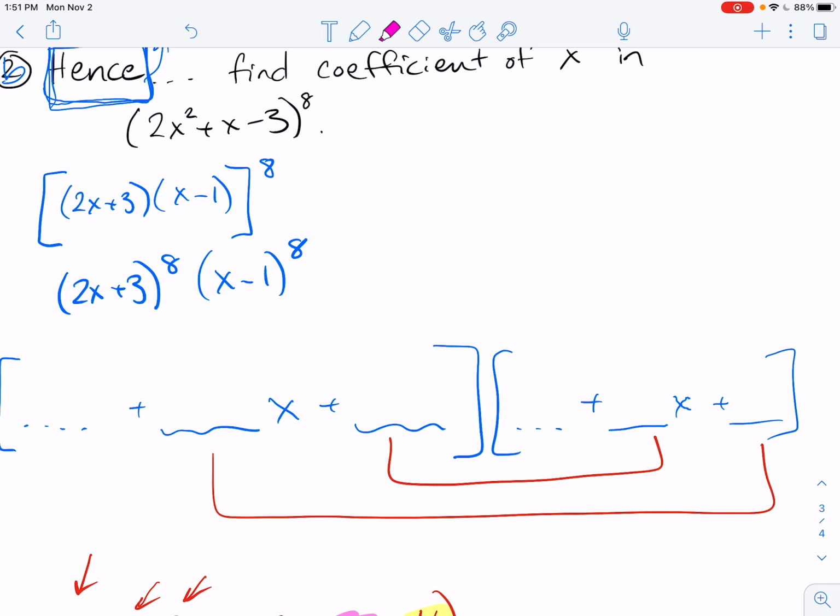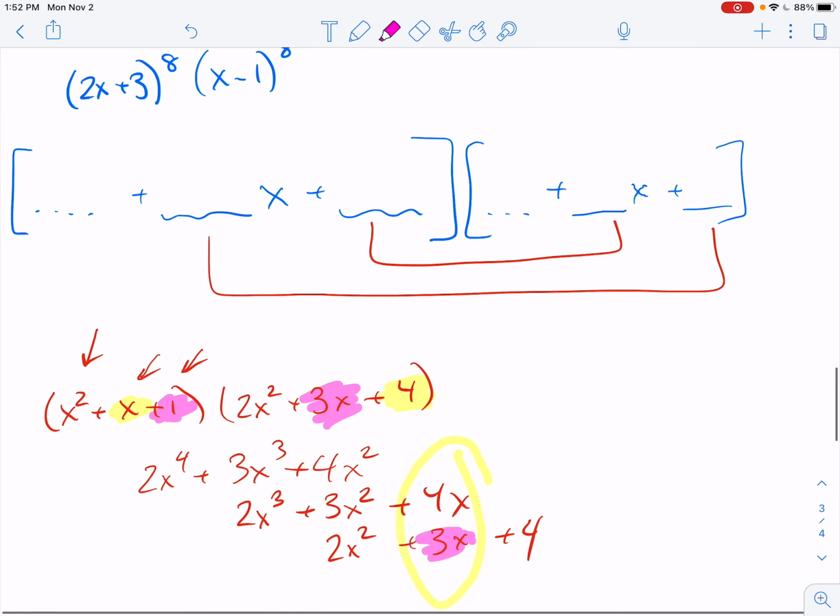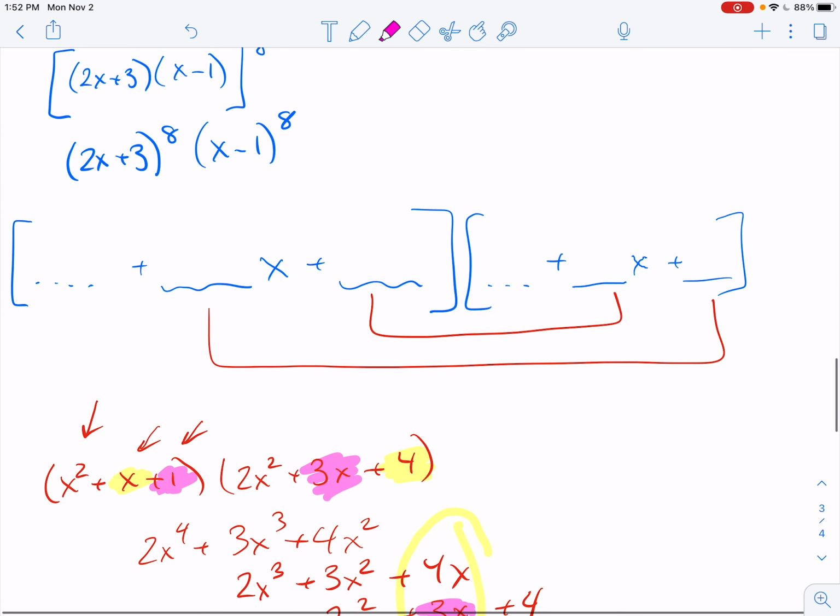You have to expand out the first one and figure out what your x term is and your constant, then find the x term and the constant in the other one, and multiply the x term times the constant, and then add the x term times the constant from the other scenario. Does that make sense?